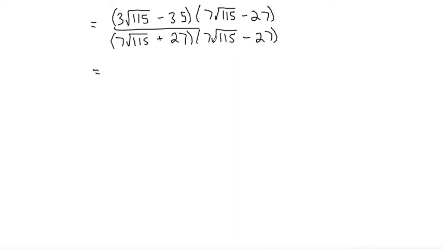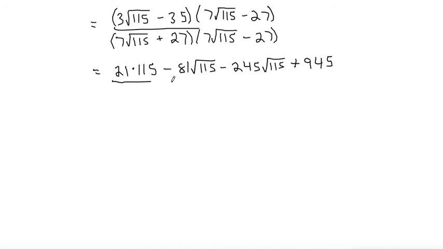Okay, so now distributing, 3 times 7 is 21, root 115 times root 115 is just 115, and then minus, outside is 3 times 27 would be 81 root 115, and then minus 35 times 7, grabbing my calculator, 35 times 7 is 245 root 115, and then 35 times 27, and a negative times a negative is a positive, 945. So that's distributing out the numerator.